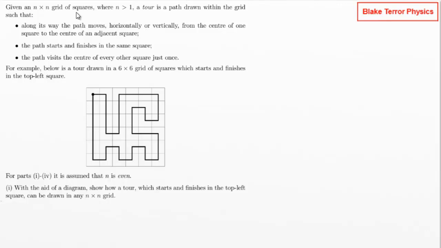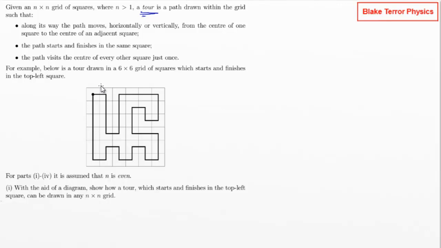Given an n by n grid of squares where n is greater than 1, a tour, key term there, is a path drawn within the grid such that along its way the path moves horizontally or vertically, so nothing diagonally, from centre of one square to the centre of an adjacent square. Path starts and finishes in the same square. Path visits the centre of every other square just once. Right, so 3 criteria for a tour.